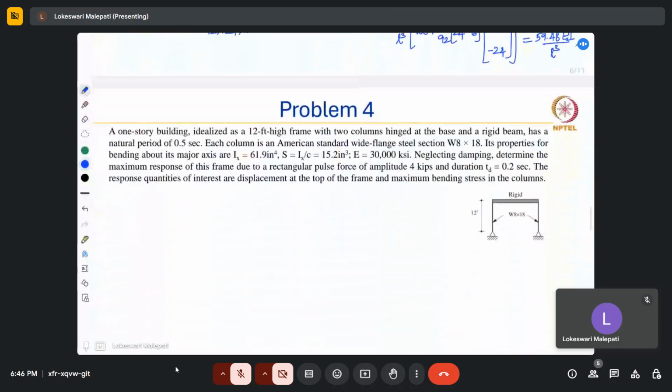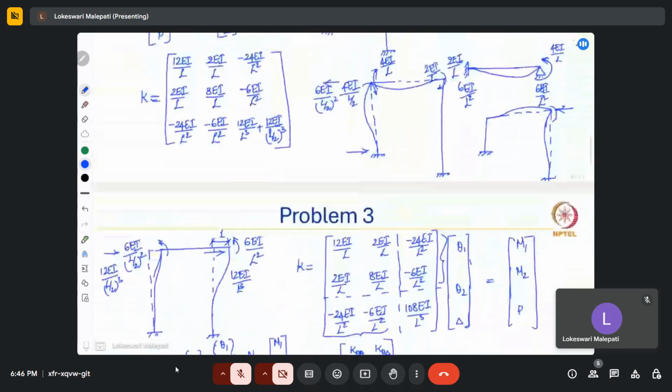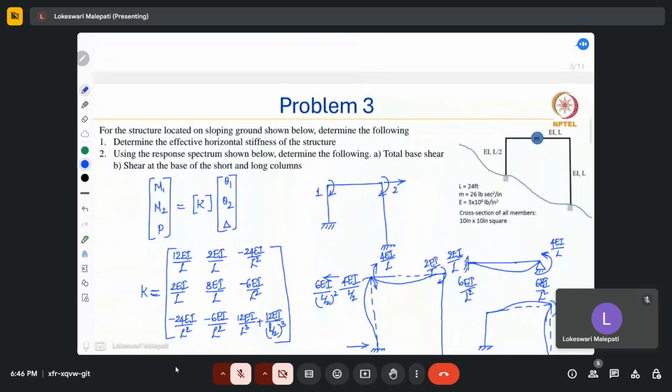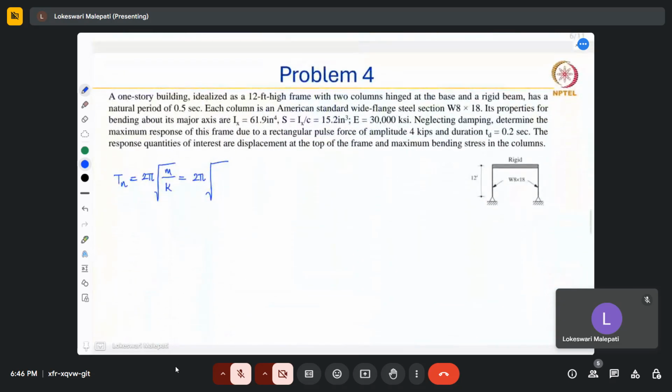So okay, I will write here. Time period Tm is equal to 2 pi square root of m by k. So 2 pi square root of, so let's see, mass is given as 26 pounds second square per inch. So it's already mass only. So we can directly substitute, which is 26 divided by 6224.73. So how much is the time period now?